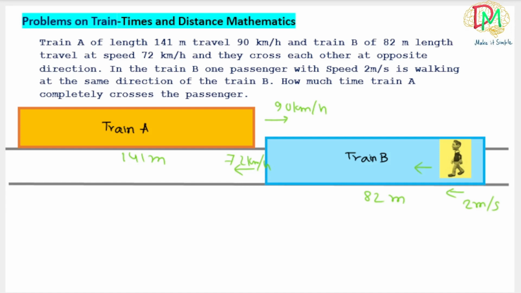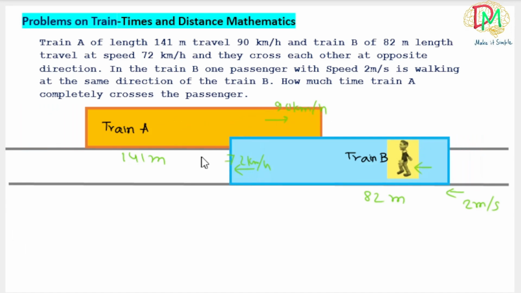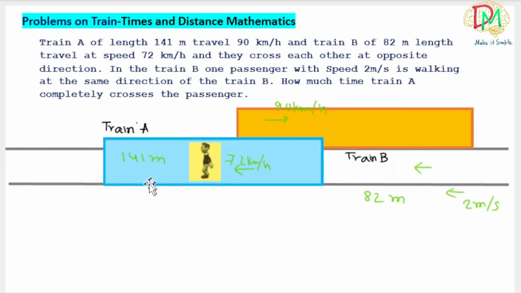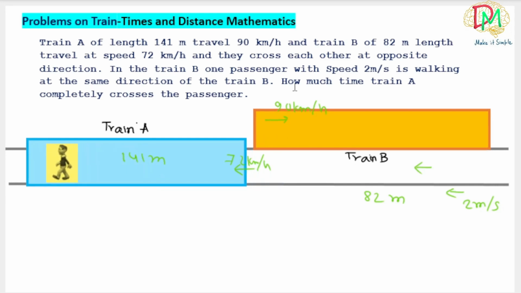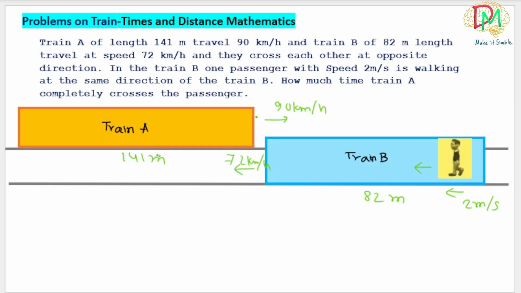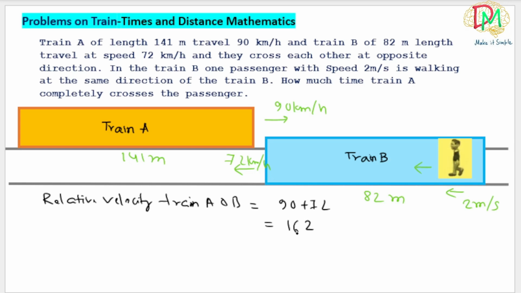Now look at this animation. Here train A moves in the right direction, train B moves in the left direction, and the passenger inside train B also moves in the left direction. Now the question is, how much time does train A take to cross the passenger? How can you solve this? What is the relative velocity between train A and B? Since they cross each other in opposite directions, the speeds are added. So 90 plus 72 is 162 kilometer per hour, and you have to convert it into meter per second.